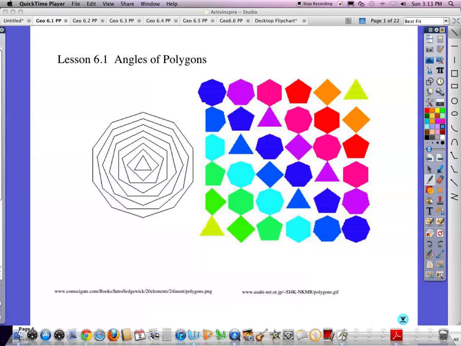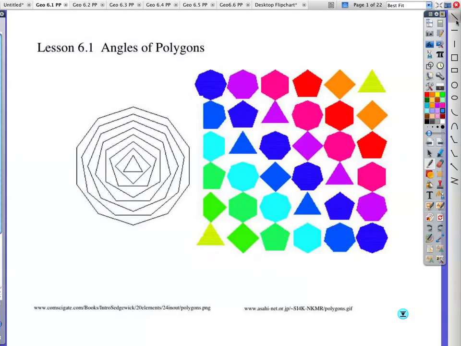Okay, lesson 6.1, angles of polygons. This video you only need to watch if you missed the day we did this in class. And this is kind of the discovery of what these rules are that we need to use for the rest of the chapter. All right, nice pretty little pictures here.